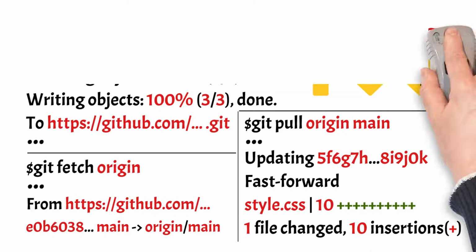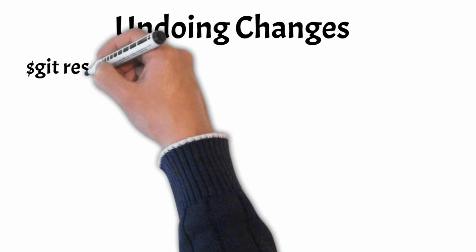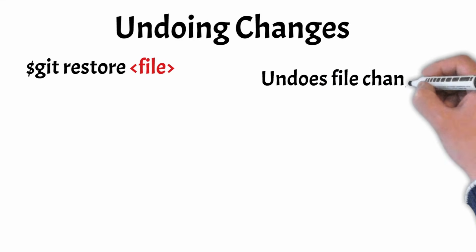Now let's move on to undoing changes. If you change a file but decide you don't want those edits anymore, git restore resets it back to how it looked in your last commit.